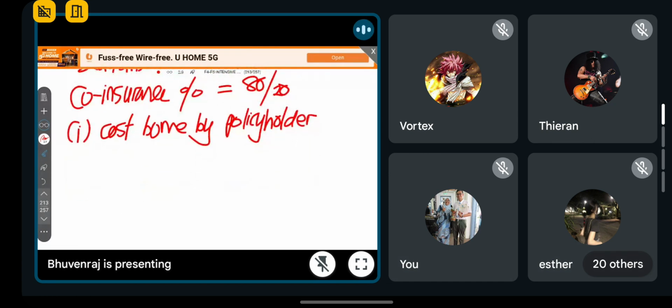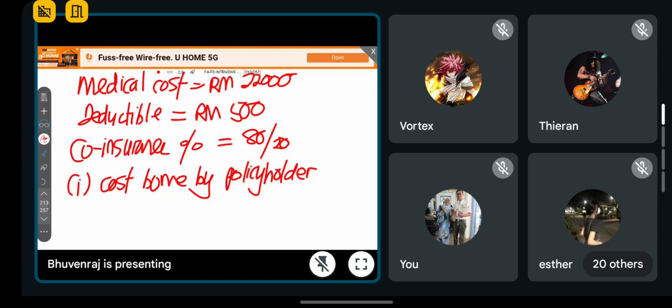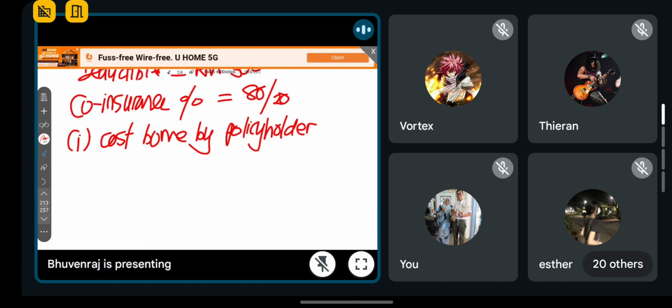Okay, so first step guys, what must you find? Langkah pertama kamu kena buat apa? Jangan lupa langkah ni sebab kadang-kadang boleh lupa. This step sometimes you can forget. Very good. Kena selalu tolak dengan deductible dulu. Okay, you must always minus the deductible first. So, kamu kena cari kos perubatan tu selepas deductible ditolak lah. Medical cost after deductible.